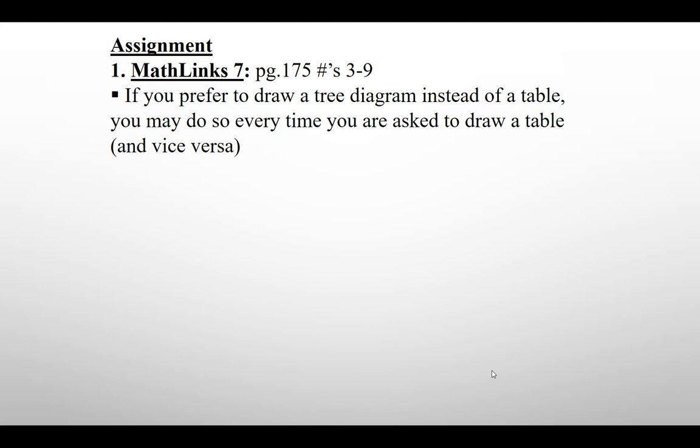If you prefer to draw a tree diagram instead of a table, you may do so every single time you're asked to draw a table, or vice versa. I find it a bit more useful to do the tree diagrams. Oftentimes we might be asked to make a separate column, like a column where we add different numbers together. And that's a lot easier to do with a tree diagram compared to a table. So the tree diagram is definitely the preferred way to represent the different possible outcomes for two different independent events. But again, just make sure you're capable of doing both of them.